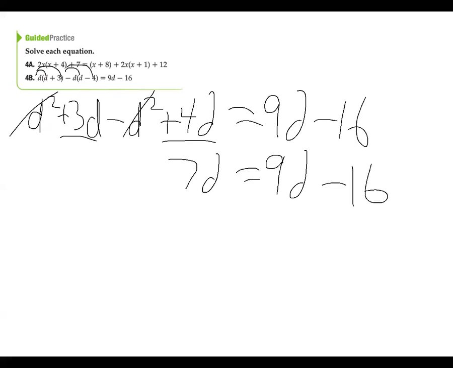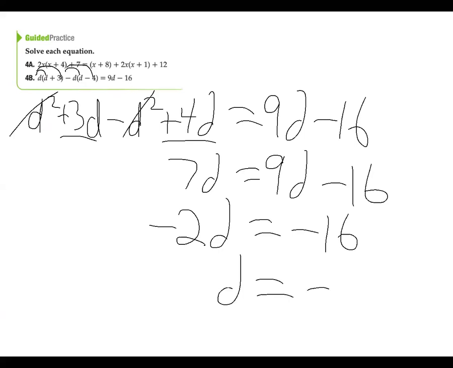Subtract 9d from both sides, you get negative 2d equals negative 16. Divide by negative 2, you get d equals positive 8. All right, and you can check by substituting 8 in and see that it actually works out.